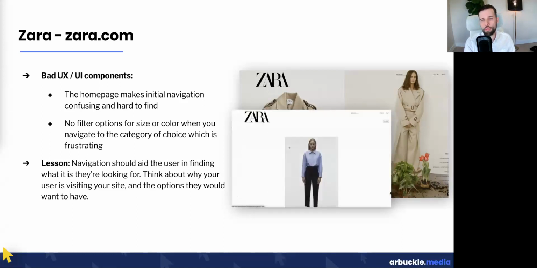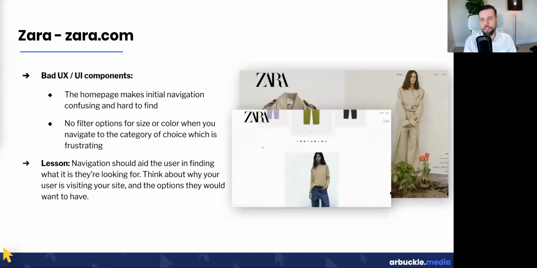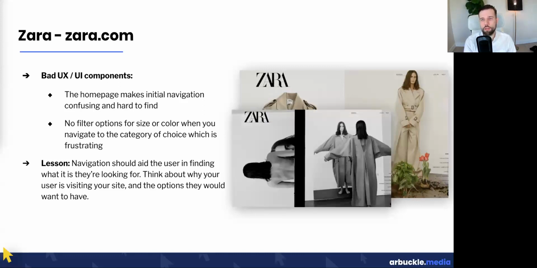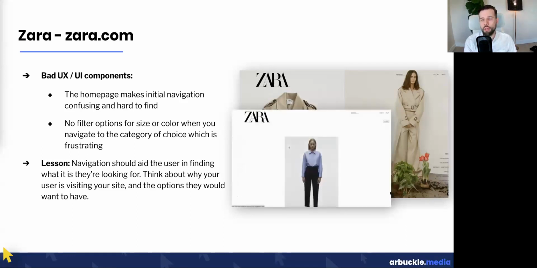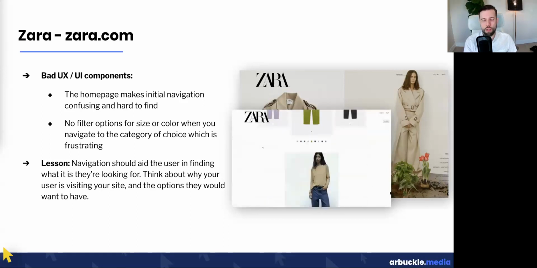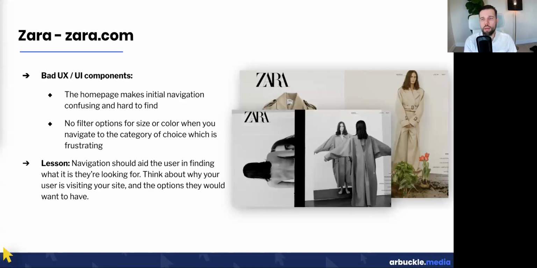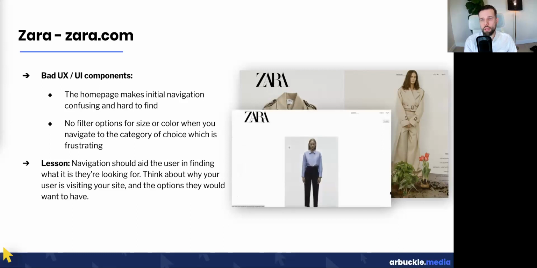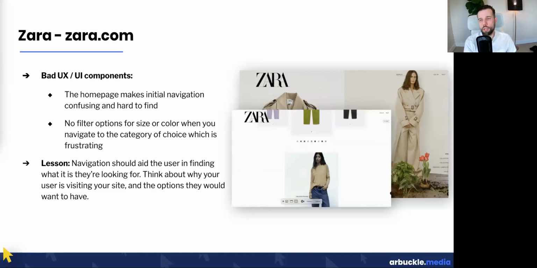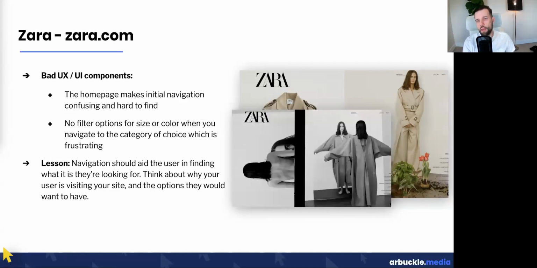Even things like there's no filter options for size or color when you navigate to the category of your choosing. It's very frustrating. It's very annoying to have to really dig through their catalog when some users may be coming in. One type of user is a user that's going to come in and want to browse around. But recurring or revisiting users are most likely going to come in with a specific product objective in mind. They're going to come in looking for a very specific product in a specific size or color. And it takes a lot longer for them to do so.